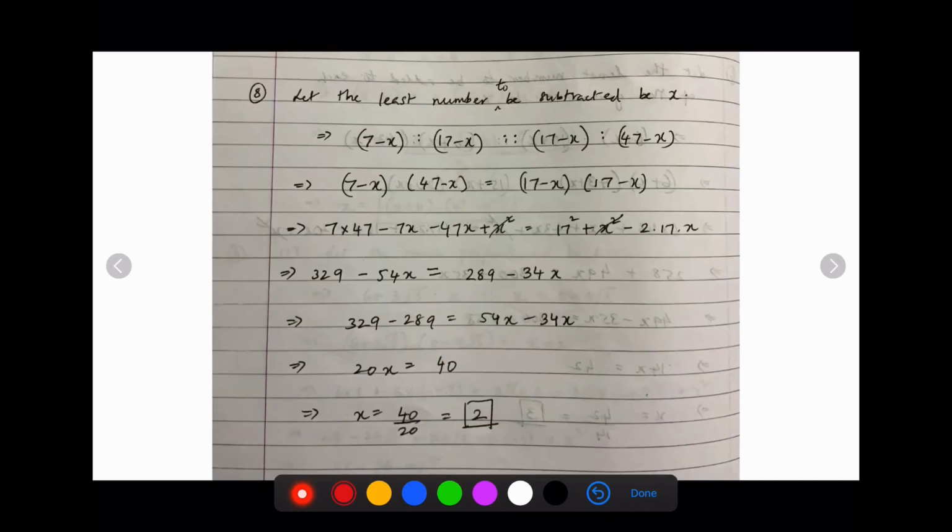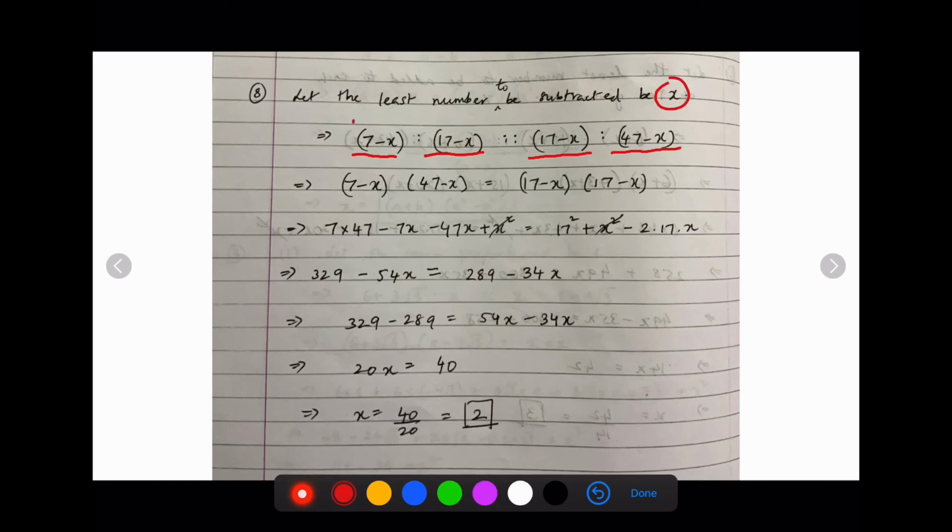In question number 8, you have to find the least number to subtract from the given terms which are in continued proportion. So 7, 17 and 47 are in continued proportion after each of them are subtracted with the same number, right? So you can write the proportion as 7 minus x is to 17 minus x, as 17 minus x is to 47 minus x. This will be the continued proportion after you subtract x. Now you have to find the value of x.